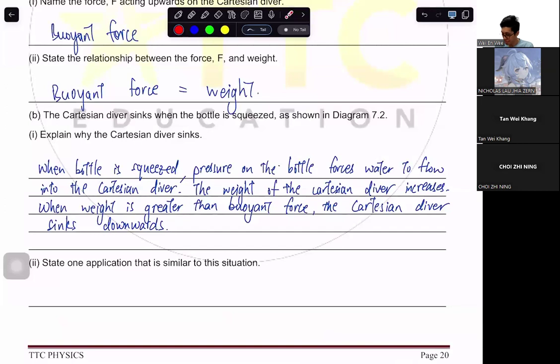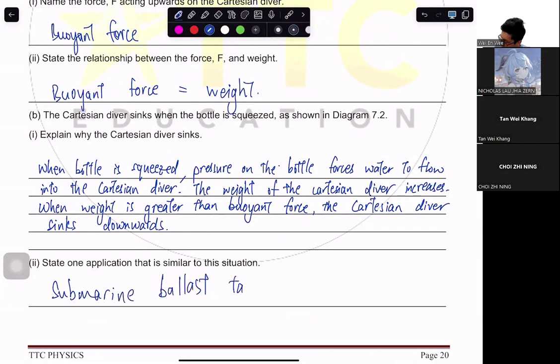Like I said just now, this is the same as a submarine, correct or not? The part of the submarine where the water goes in, do you remember what that is called? What tank is that? Very good. It's called a ballast tank. So the submarine ballast tank works exactly the same way.